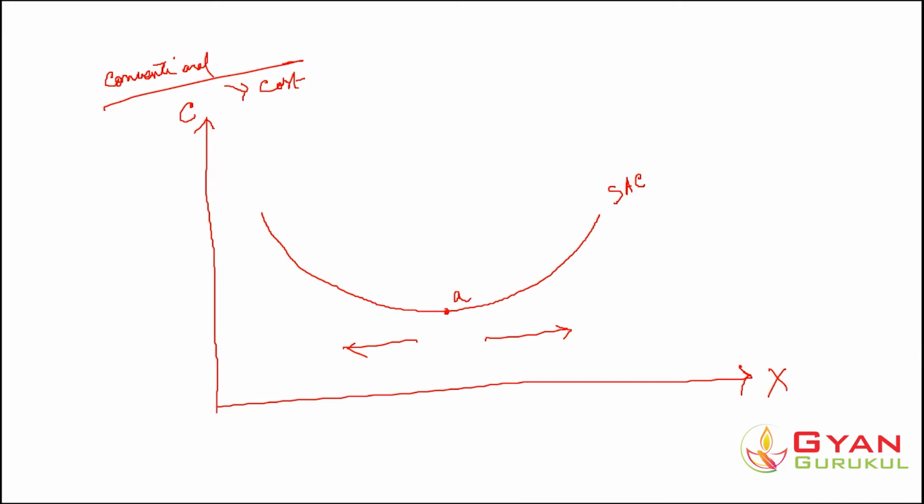Now let's take a point towards the left of point A. At this point the cost was this much and the output produced was this much. Let me denote the output produced as x1 and the cost as c1. At the optimal point it could produce effectively x2 amount of output with an average cost of, say, c2.